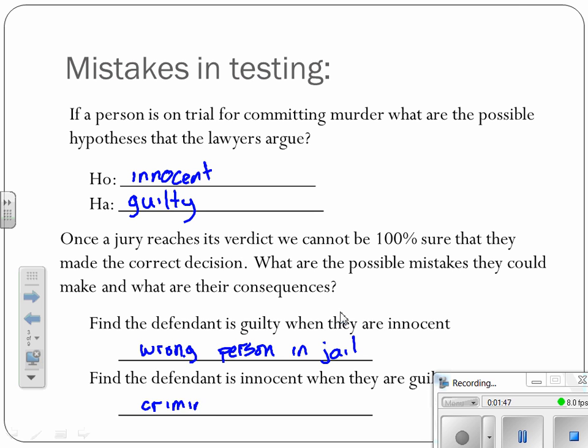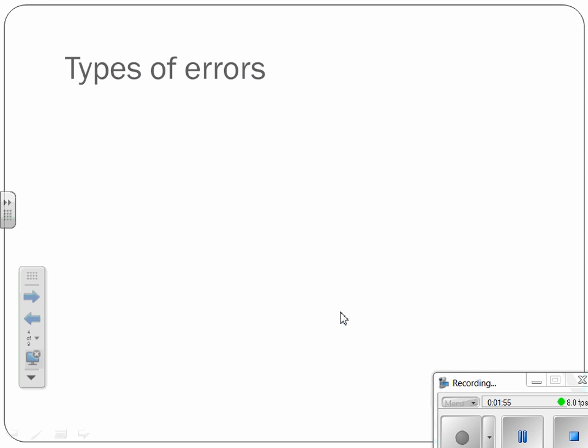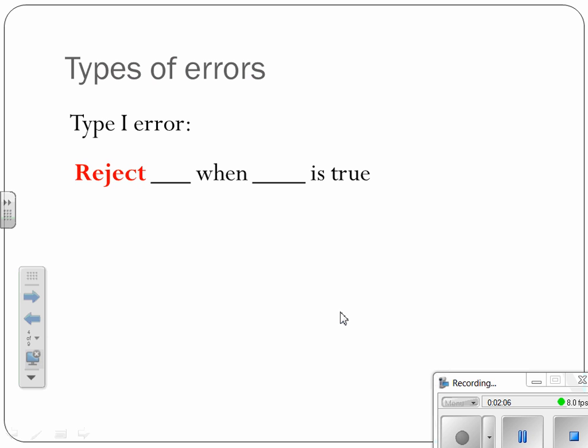Right? The other mistake is they could also find the defendant innocent when they are in fact guilty, and it's at this point that the criminal is set free. So a murderer is walking the streets all of a sudden. So how this kind of ties back into what we've been doing, we'll start putting a name to it and look at it in context of what we've been trying to do.